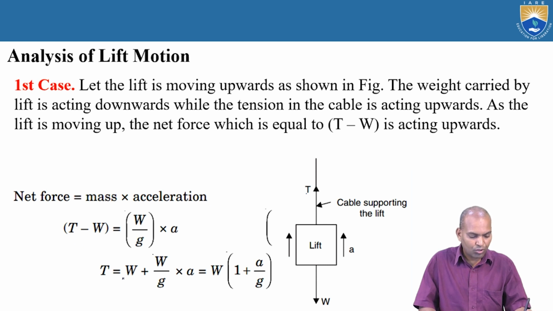What is the tension in the string? The tension in the cable is T equal to W times (1 plus a by g).